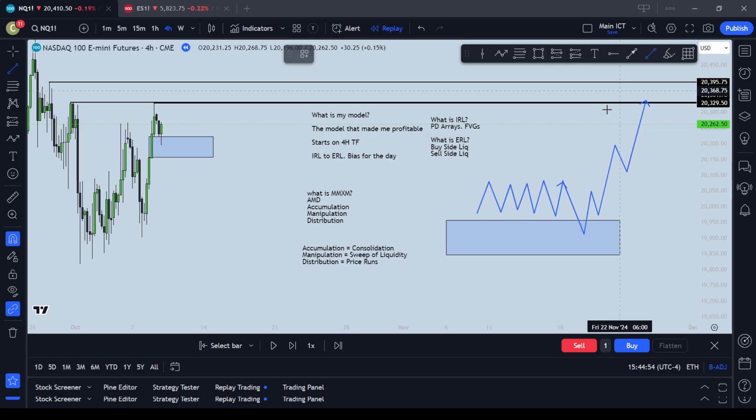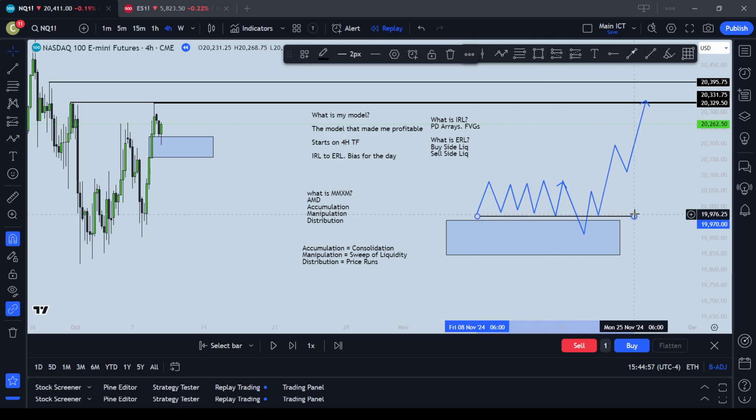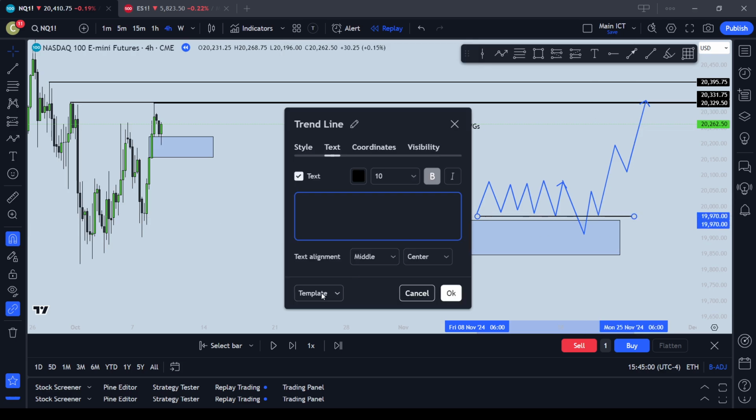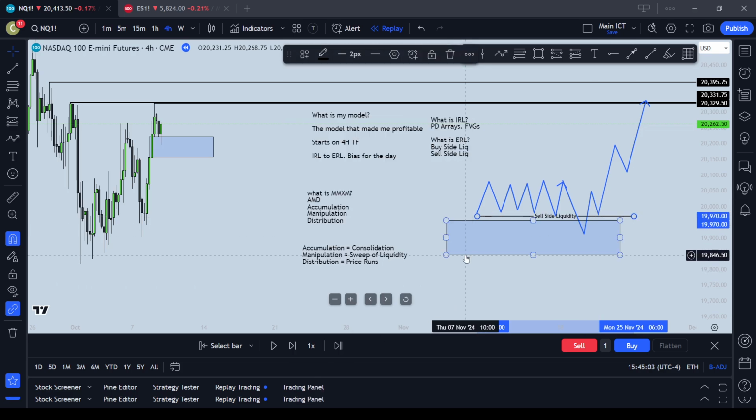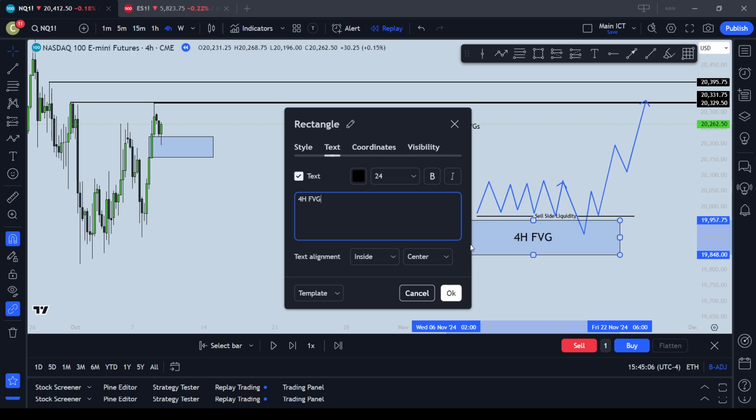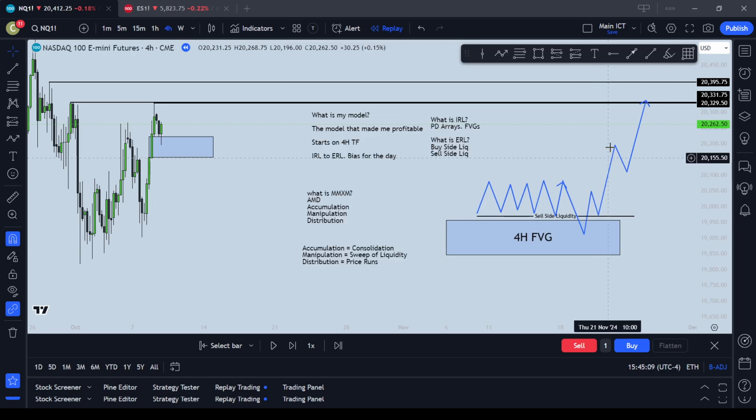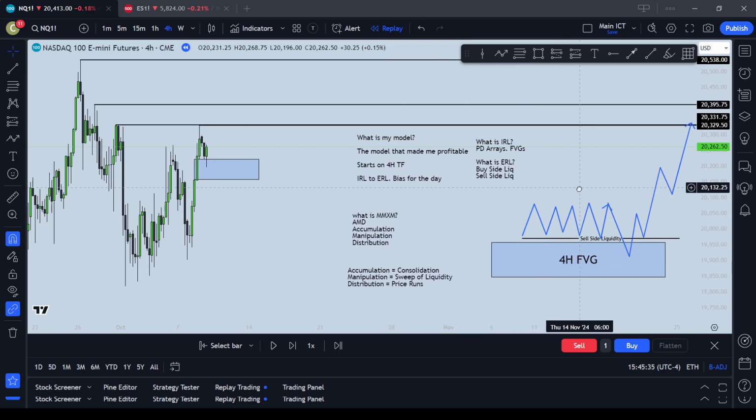This is your manipulation because you have sell side liquidity here. When you sweep this sell side liquidity and you come down into this 4-hour fair value gap, now you're looking for longs, right? Now this is what you're looking for. So consolidation, boom, boom, right? And this here, this blue trend, this is the 15-minute chart. So this is your fair value gap. This is your consolidation. Once you sweep 15-minute sell side liquidity, you dig down into your 4-hour internal range liquidity. Now you're targeting your external range liquidity, okay?